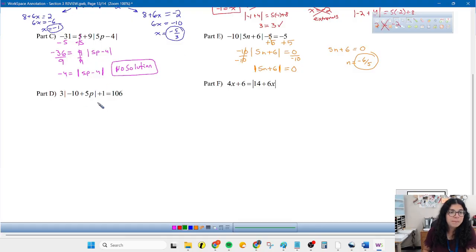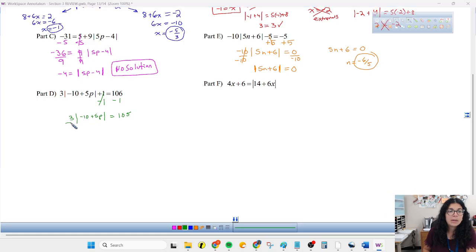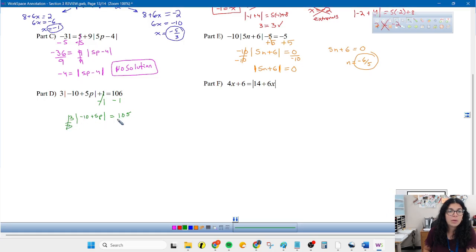Next up, part B. I'll start by getting the absolute value by itself by subtracting 1. So now I have 3 times the absolute value of negative 10 plus 5p equals 105. And then dividing by the coefficient there of 3, 105 divided by 3 is 35.